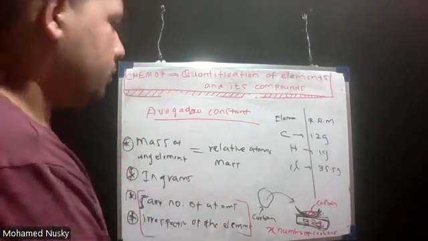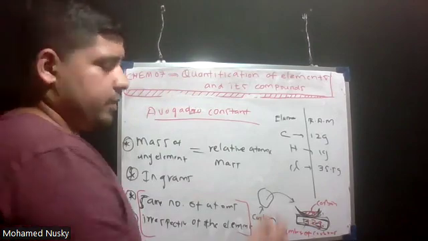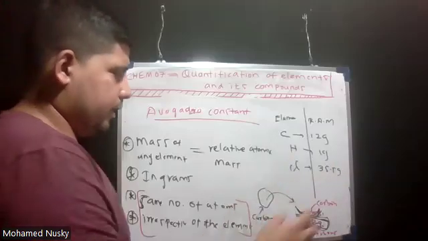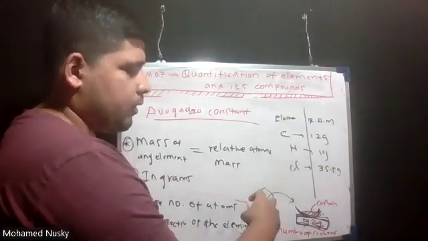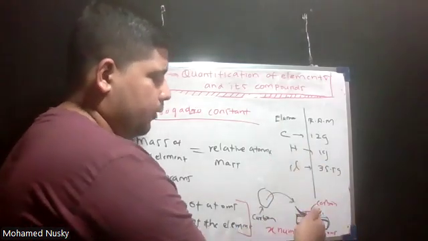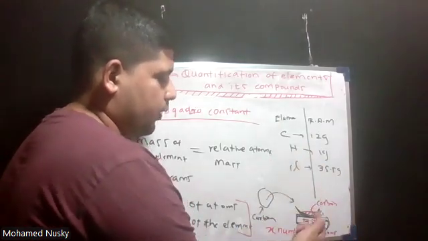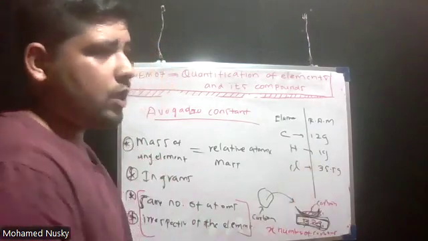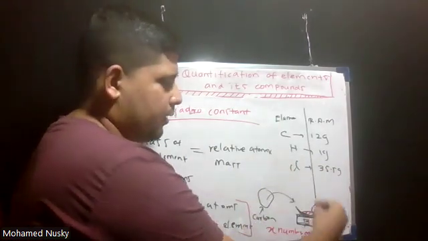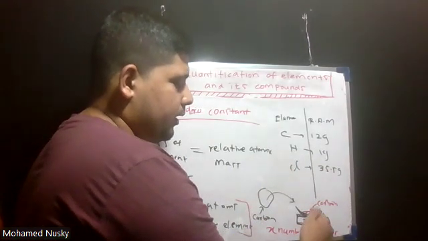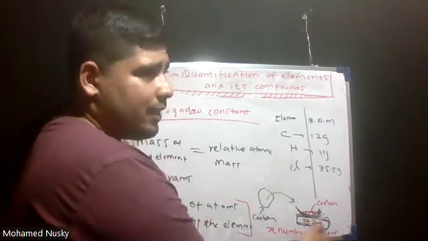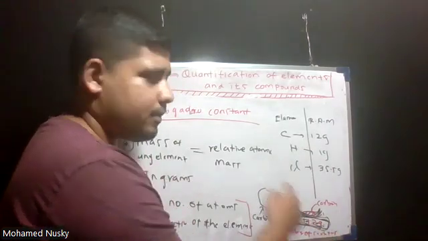Now, what am I going to do? Like the other case, I'm going to take a sample of chlorine. I'm going to measure the mass of chlorine that is equal to the relative atomic mass of chlorine. I'm going to weigh the chlorine on a chemical balance and read the reading shown by the balance.